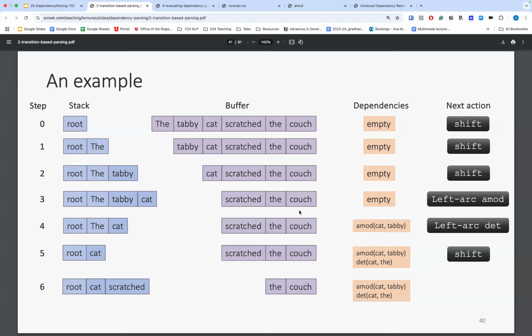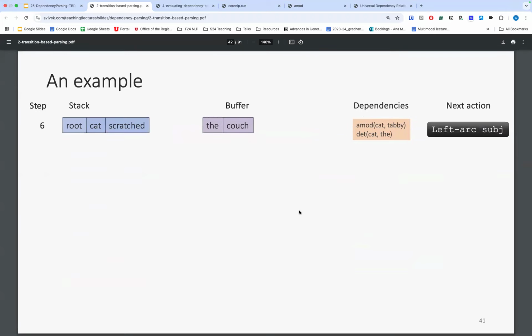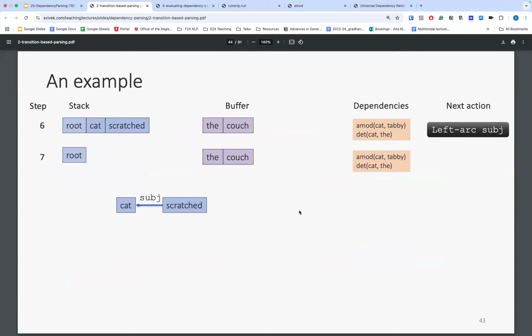Scratched must be the head, and it will be a left arc because the top of the tree was the verb, and it was going from verb to subject and object. Yeah, exactly. I think this might be slightly less clear cut, let me just show the illustrations, and one of these examples where a little bit of domain knowledge would help.